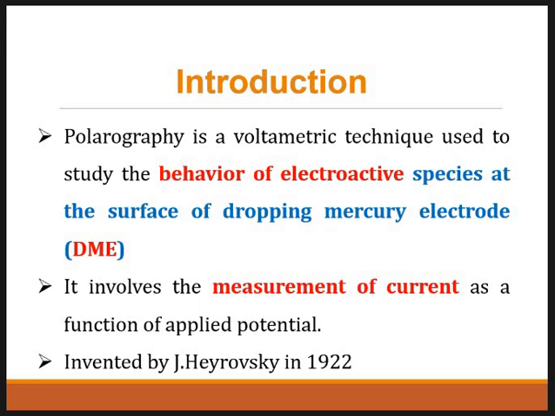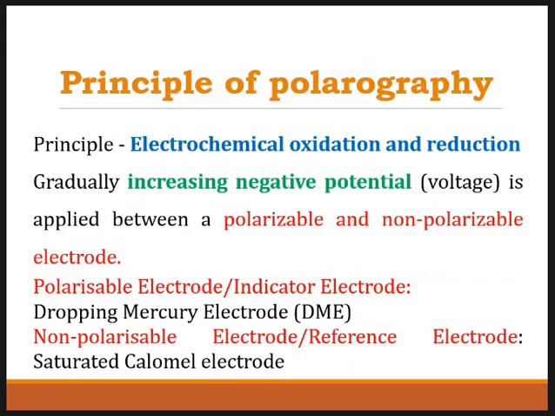This method involves the measurement of current as a function of applied potential. This method was invented by J. Jaworski in the year 1922. Coming to the principle of polarography. The principle of polarography is based on electrochemical oxidation and reduction. In this method, we gradually increase the negative potential applied between the two electrodes.